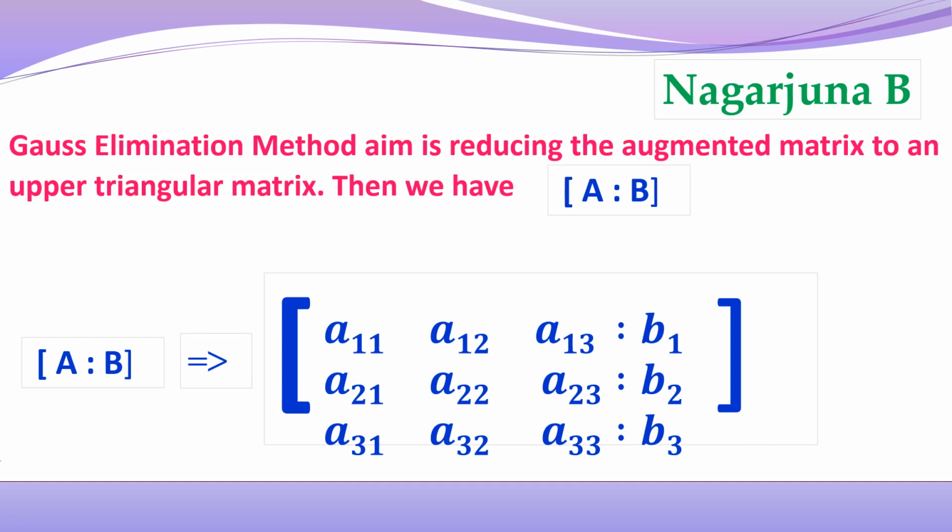So in the Gauss elimination method, the aim is to reduce this augmented matrix to an upper triangular matrix. The upper triangular matrix is this one: a11, a12, a13, a22, a23, then a33. That means the remaining elements, that is a21, a31 and a32, you need to make 0 by using the row elimination method. Then we get an upper triangular matrix. So the Gauss elimination method is reducing the augmented matrix A colon B to an upper triangular matrix.